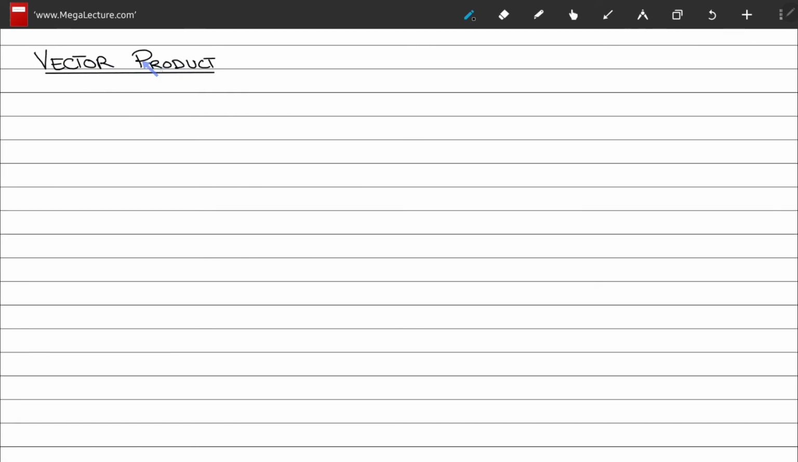Next, let's discuss what is called the vector product. It is also known as the cross product. So suppose I have two vectors a and b, and the product of these two vectors is going to return a vector, then this product between these two vectors is known as the vector product. And over here we have n unit vector, and this unit vector is simply normal to the plane that contains these vectors a and b.